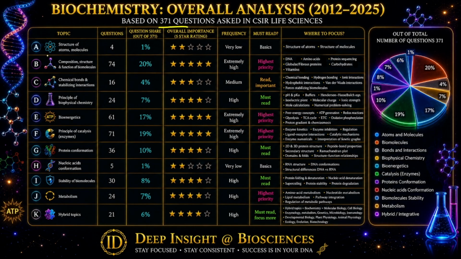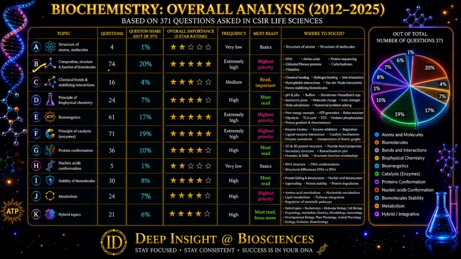Topic A is the structure of atoms and molecules. Only 4 questions were asked, contributing approximately 1% of the total. It has a 2-star importance rating and a very low frequency. Therefore, only the basics are required. Focus mainly on the structure of atoms and the structure of molecules. Do not spend excessive preparation time here, but understanding the fundamentals is necessary because they support concepts such as chemical bonding and molecular interactions.